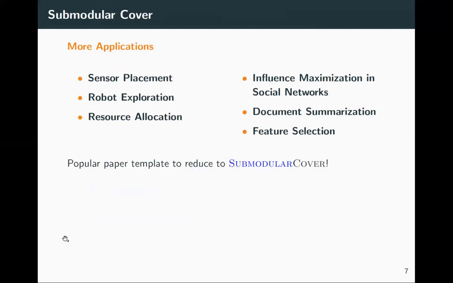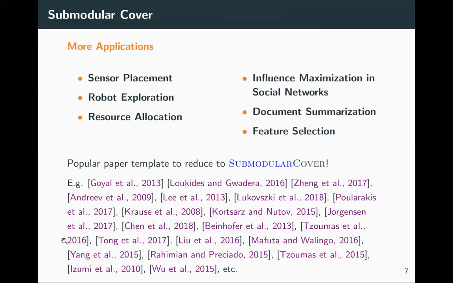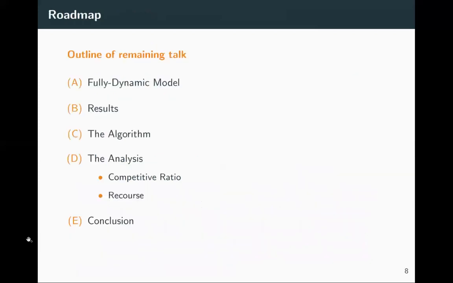And it's really become quite a popular paper template to take a problem, reduce it to submodular cover, then use the greedy algorithm as a black box. So here's a list of papers that do this. And I'll stress that these are a mix of theory papers and practical papers. So if you can port submodular cover to a dynamic setting, you're really porting any downstream application to a dynamic setting.